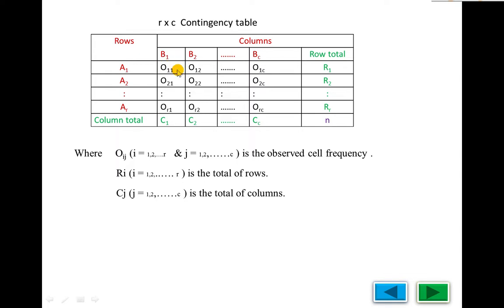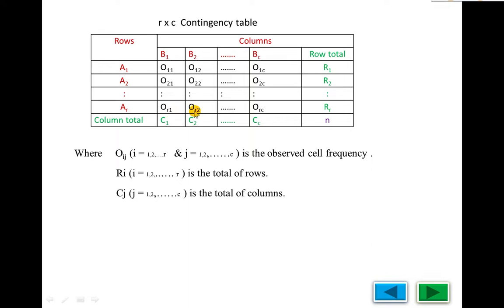The intersection of the A category and the B category is called a cell. This is the first cell, of the first row, first column. This is the second cell, of the first row, second column. This is the standard method: first we write the notation of the row and then the column, and so on up to C columns in the first row, and R1 is the total of the first row, the total of all frequencies of the first row. Now the second row: first column, observed frequency of the second row first column, second row second column, and so on up to C columns. The total of the second row is represented by R2, and so on up to R rows.